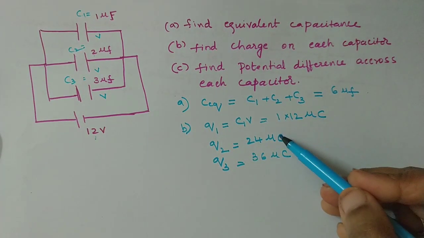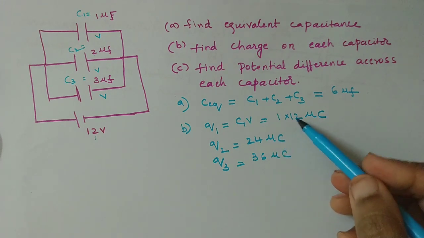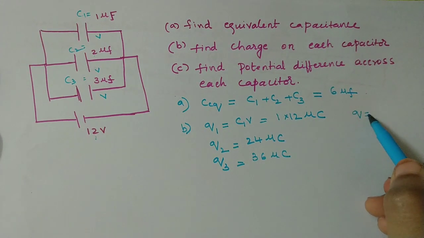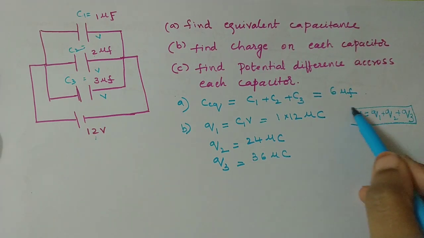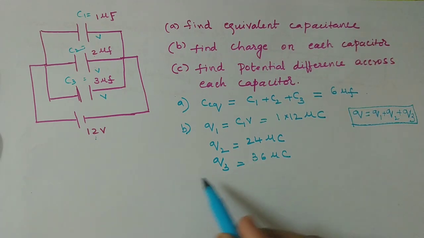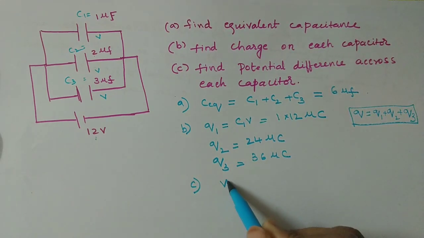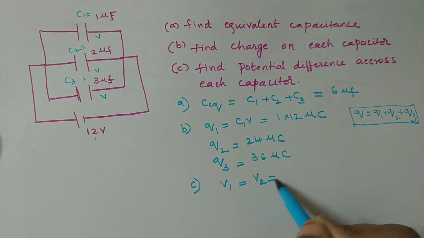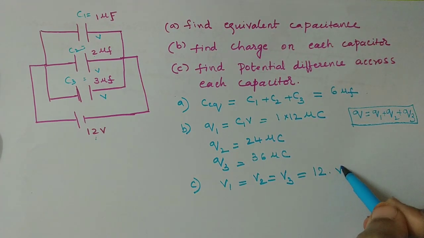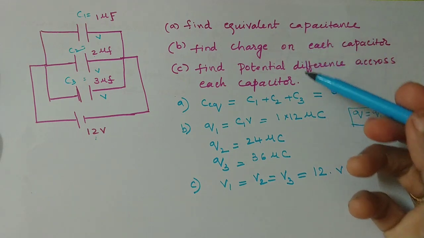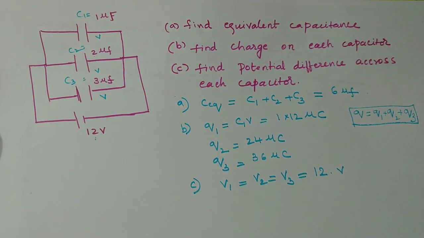So you can even get the total charge supplied by the battery. The total charge supplied by the battery will be Q1 plus Q2 plus Q3. Anyway, it is not asked, but just to know, this is the amount of charge supplied by the battery. And now the potential difference, as I told you, V1 is equal to V2 is equal to V3, which is equal to the applied voltage, that is 12 volts. So this will be a simple question related to capacitors.